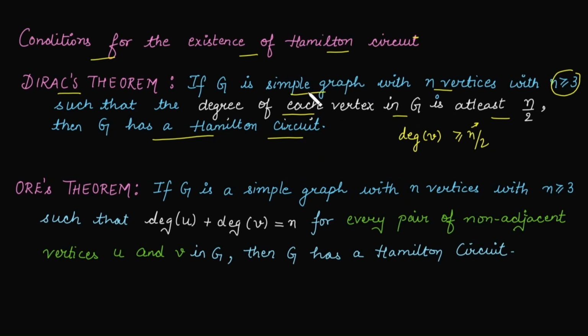So it is a one-way result. If this condition holds, definitely the graph has a Hamilton circuit. If this condition does not hold, then it may or may not have a Hamilton circuit.